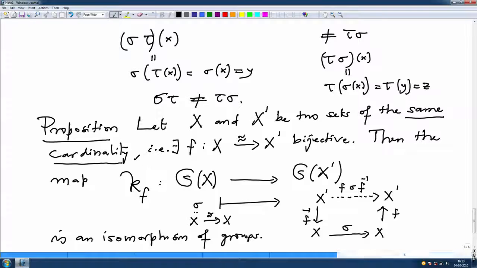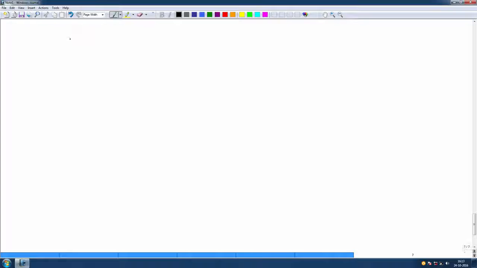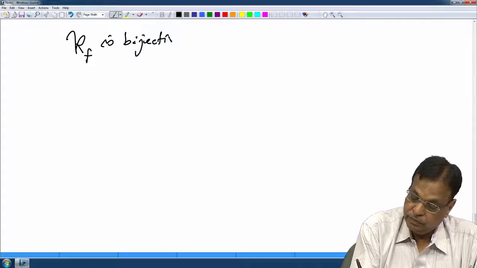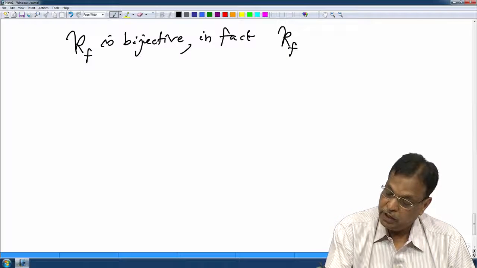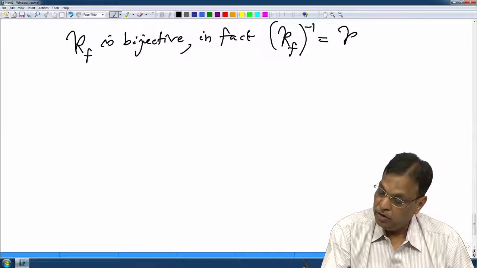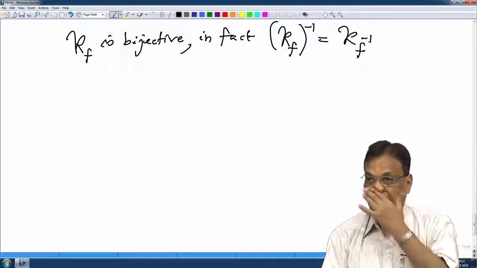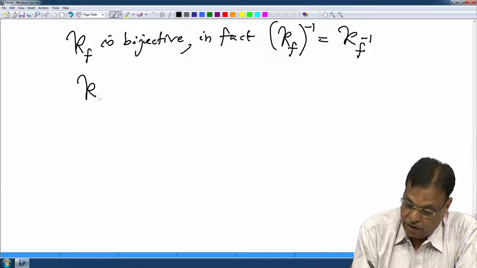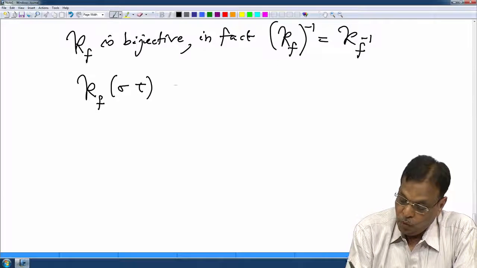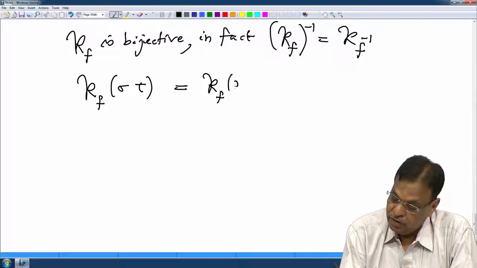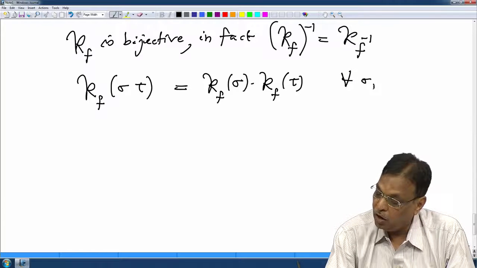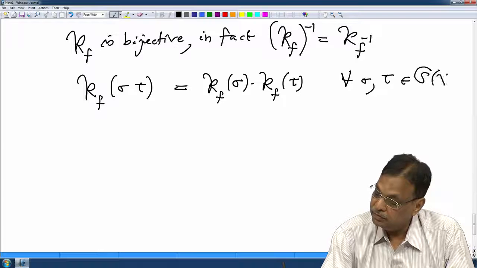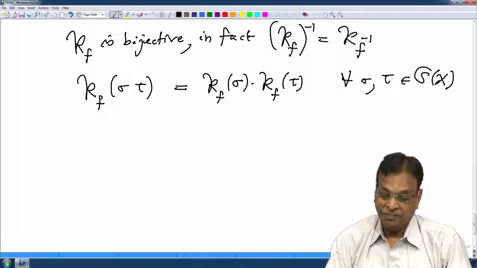Or let me say a few words. First of all, kappa f is bijective. In fact, the inverse of kappa f we can write directly. This is kappa with suffix f inverse. And also we will have to check that kappa f of sigma tau equals kappa f of sigma times kappa f of tau. This is what we have to check for every sigma, tau in S_X. That will check that it is a group homomorphism.